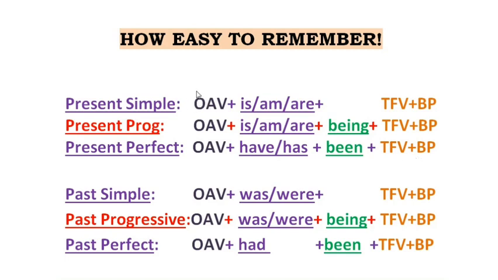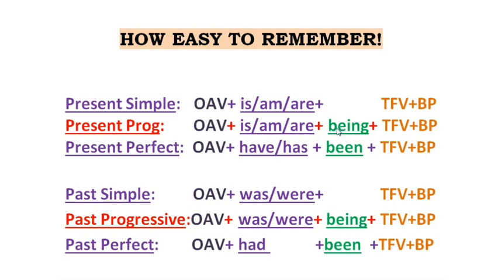First you see, OAV is used first in each and every form. First comes OAV. Last comes TFV plus BP. First OAV, last TFV plus BP. In present simple, just one verb is used, is or am or are. You have to use just one verb. In present progressive form, is or am or are plus being, just two verbs.